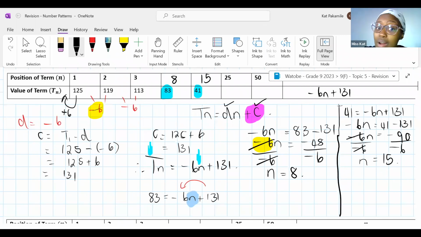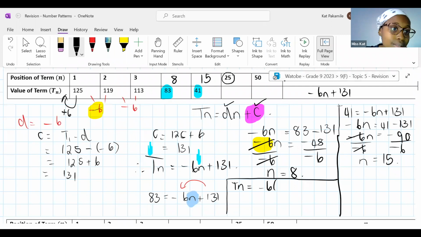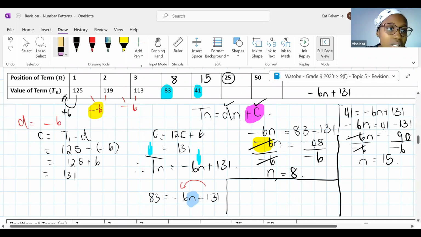Now let's do one of these where they actually give you n. Right now we're working out n, but now they gave you n. They told you that n is 25. In that case, let me do it at the bottom here. That's much more simple and straightforward because you're going to say Tn is equal to negative 6n plus 131. Wherever you see an n, you must put in 25.